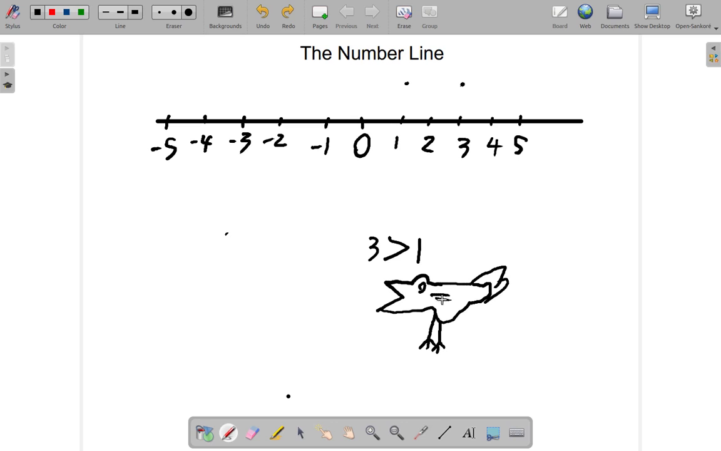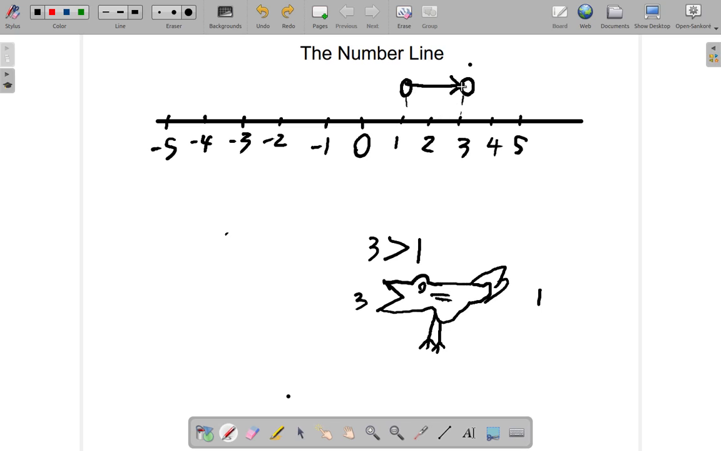So this is my bird. 3, 1. So here this sign is like a bird beak. 3 is greater than 1. So it faces 3, the bigger food. 3 is greater than 1. I could write that like this. 3 is greater than 1 with an open circle. Alright?